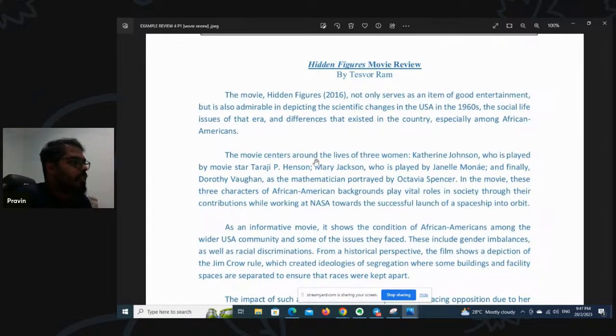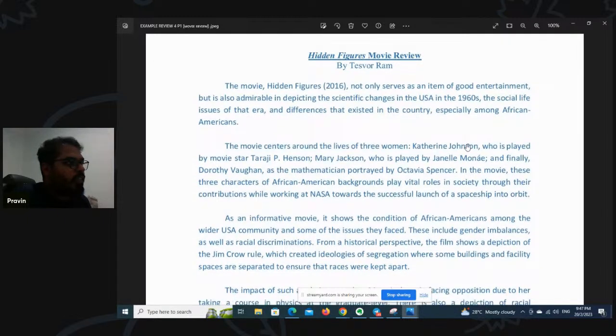The movie centers around the lives of 3 women: Katherine Johnson, who is played by movie star Taraji P. Henson; Mary Jackson, who's played by Janelle Monáe; and finally Dorothy Vaughan, the mathematician portrayed by Octavia Spencer. So this student remembered these names. I don't think you can remember these names. So if you want to make them up, no problem.